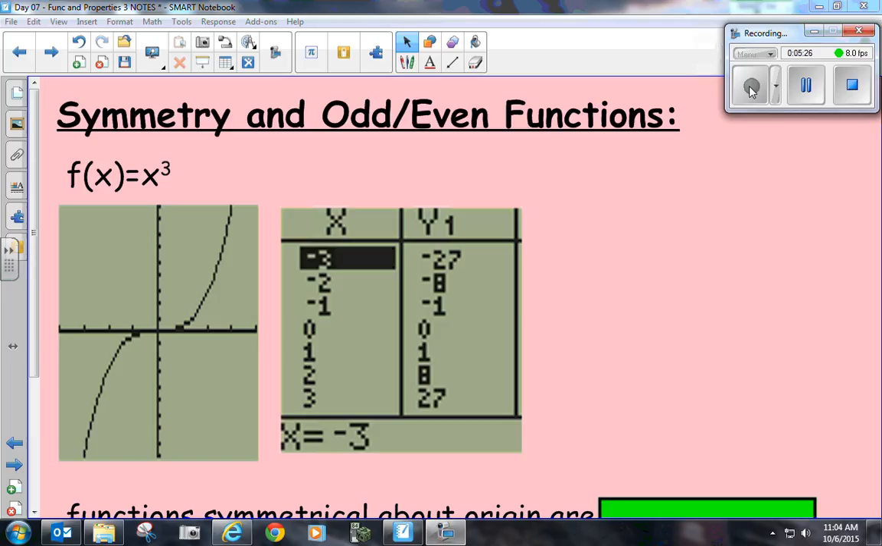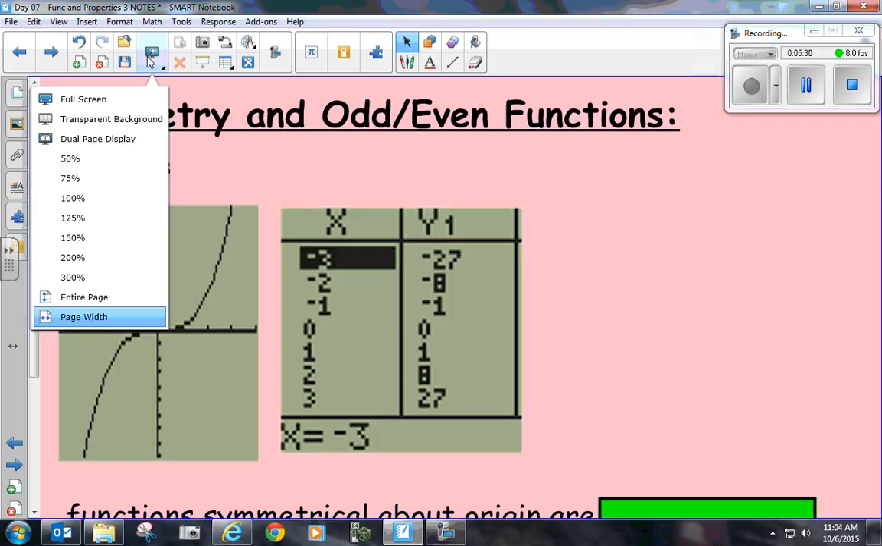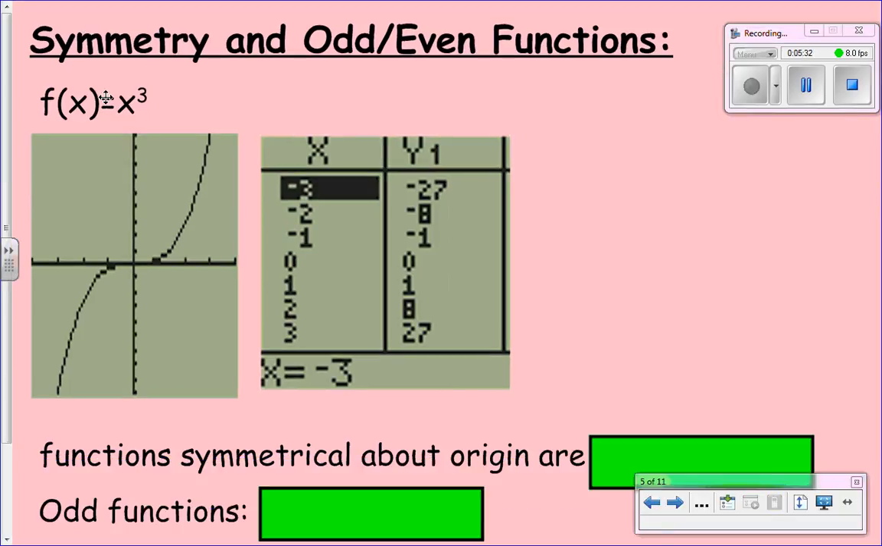Odd functions. We just covered even. This is odd. All right? So, we have x cubed. And here's a table that goes along with x cubed. Now, we could tell by looking at the graph that x squared was even. But how can we tell by looking at the graph that x cubed is odd?